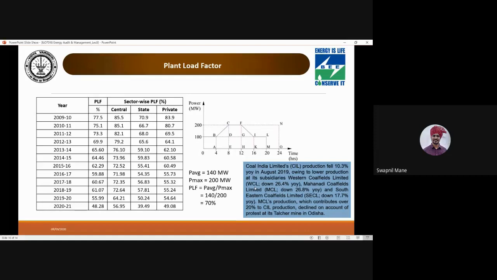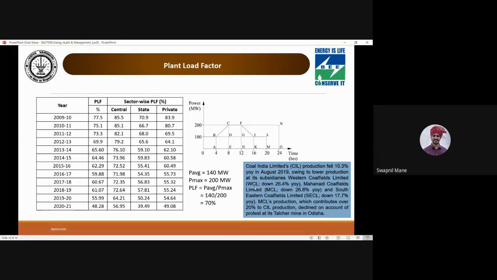Production fell 10.3% year on year in August 2019, owing to lower production at its subsidiaries. Western Coalfields Limited was down 26.4% year on year. Mahanadi Coalfields, these are all subsidiaries of Coal India Limited, CIL, was down by 26.8%, and Southeastern Coalfields was down by 17.7%.